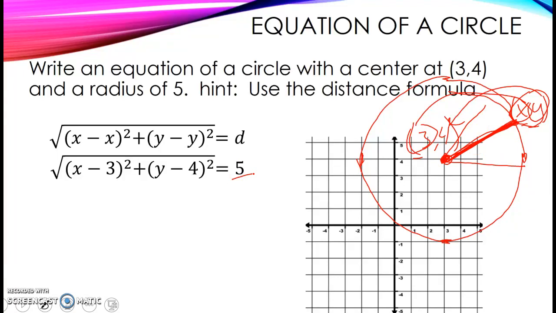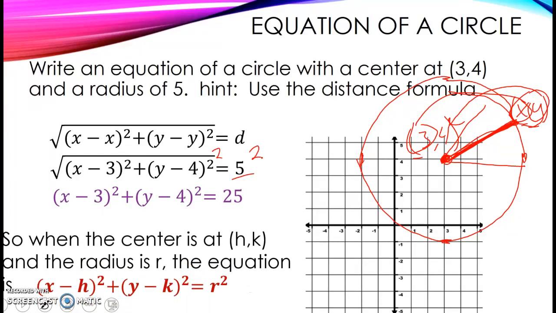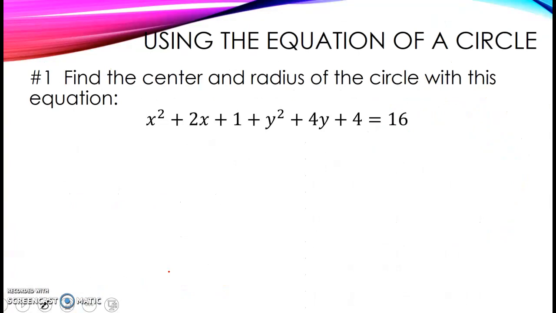Well, I don't really like the square root, so I'm going to square both sides. If I square this side and I square this side, then I'll have x minus 3 squared plus y minus 4 squared equals 25. So let's just take a look at this. The general formula for a circle with the center at h, k and a radius of r is simply going to be x minus h squared plus y minus k squared equals r squared. And I think this is something that you guys did in geometry. So let's take a look at some problems here.